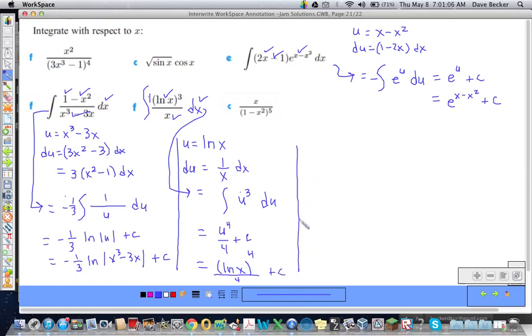Done. Last integral. I'm getting tired of talking. I need a water break. Holy smokes, 14 minutes. But you can fast forward through this puppy if you need to. All right.